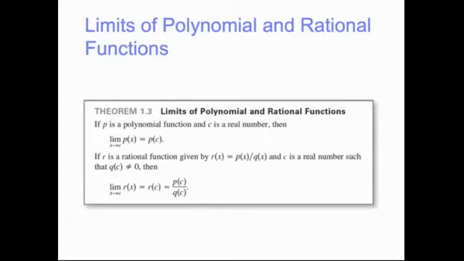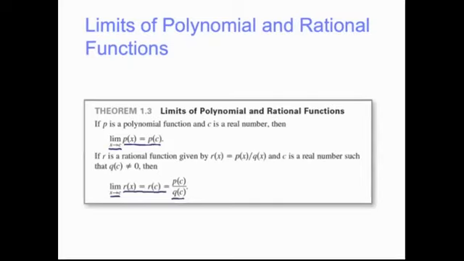If p is a polynomial function and c is a real number, then the limit as x approaches c of p of x is equal to p of c. If r is a rational function given by r of x equals p of x divided by q of x, and c is a real number such that q of c is not equal to 0, then the limit as x approaches c of r of x equals r of c equals p of c divided by q of c.